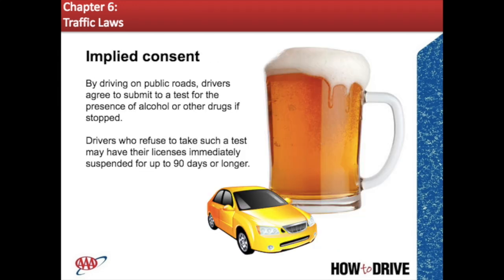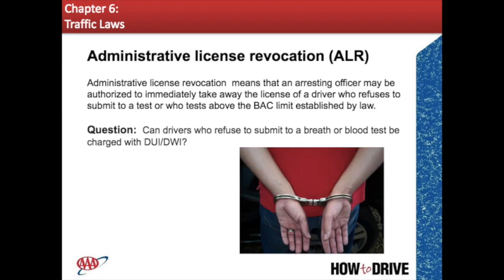Implied consent and administrative license revocation. All states have implied consent laws. Under such laws, by driving on public roads, drivers agree to submit to a test for the presence of alcohol or other drugs if stopped for cause and charged with the offense of impaired driving. Drivers who refuse to take such a test may have their license immediately suspended for up to 90 days or longer.